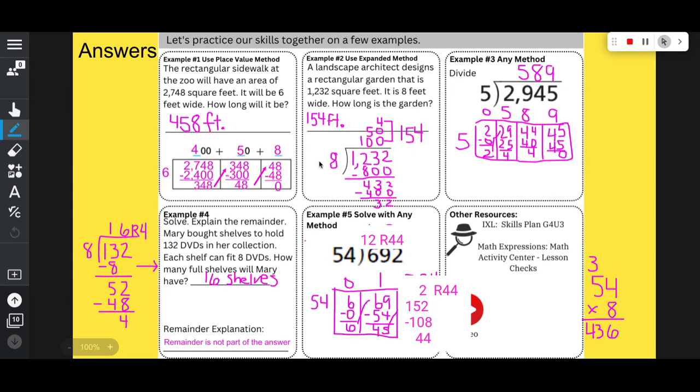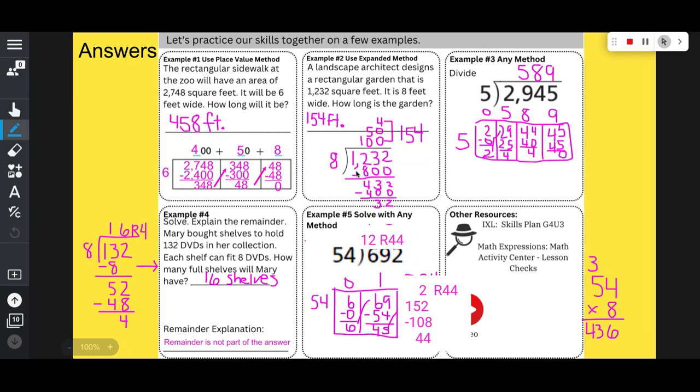For our next one, we're using that expanded notations method. And I hope you are practicing these methods because they do show up on worksheets, they show up on the test, and the better you have them practiced, the more you understand how all these division methods do work the same way. So the next one, we have 1,232 divided by 8.